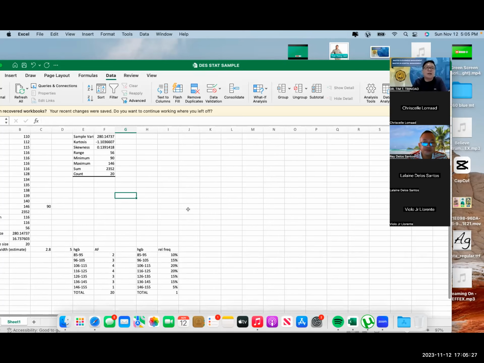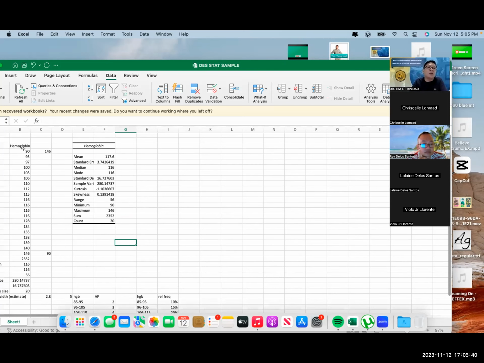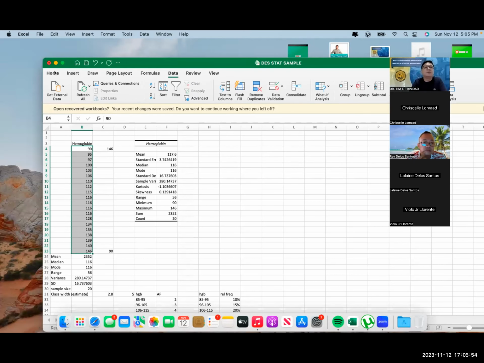Now, after that, you can make your frequency table. The frequency table is a bit tedious because it's manual. Given this set of data, for example, it was not arranged from highest to lowest. If you want to arrange it from highest to lowest, you can select this one and go to arrange.